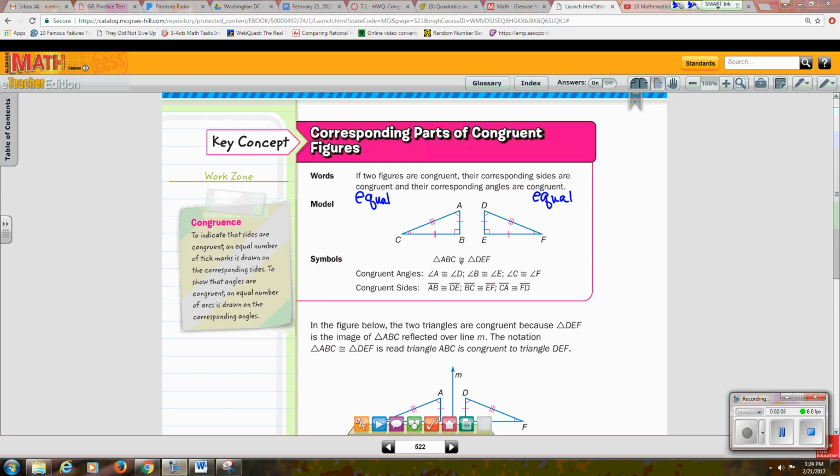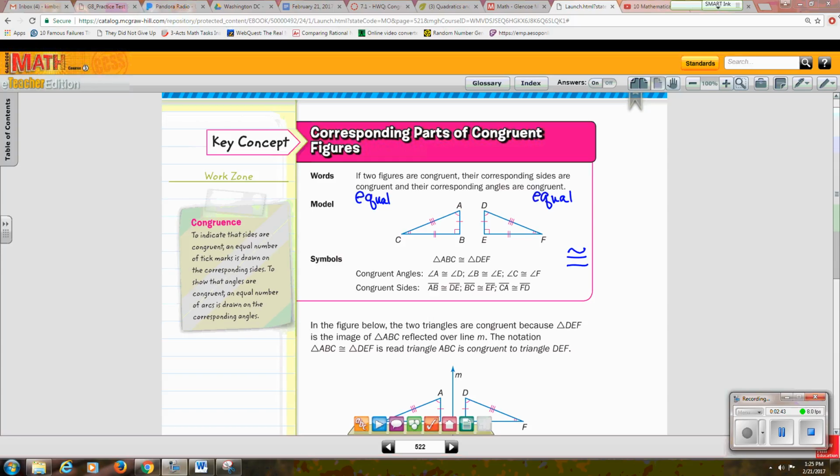Okay, and here are the symbols. Congruent is an equal sign with a little symbol like that, showing that they're equal, but it's not really numerically equal. They're just showing that they're equal parts. And triangle ABC is congruent to triangle DEF. And then here's how it works. Angle A is congruent to angle D, shown by the marks. Angle B is congruent to angle E, and angle C is congruent to angle F. And then here are our sides. Side AB is congruent to side DE, and so on.